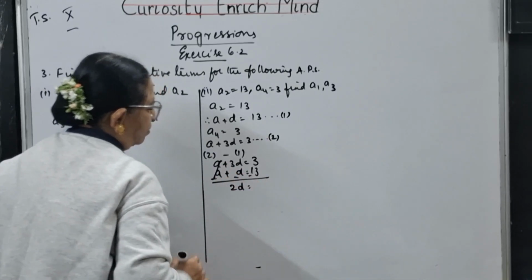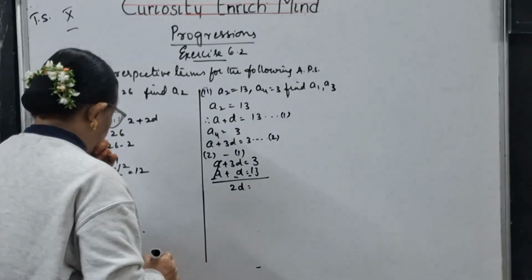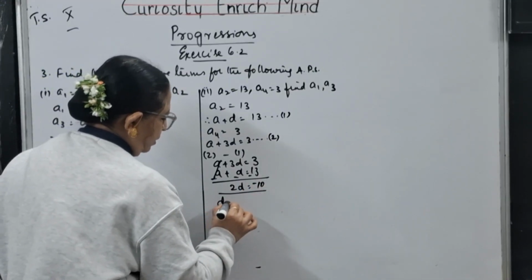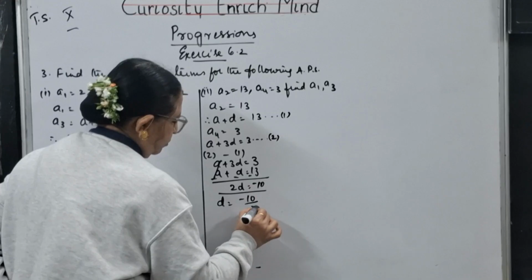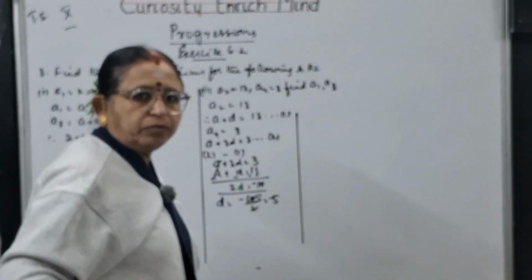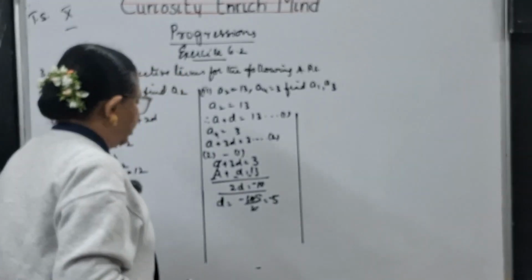2D is equal to, this is also minus. So how much are you getting? Minus 10. So 2D is equal to minus 10. D is minus 10 by 2. That is minus 5. Now we have got D value as minus 5.